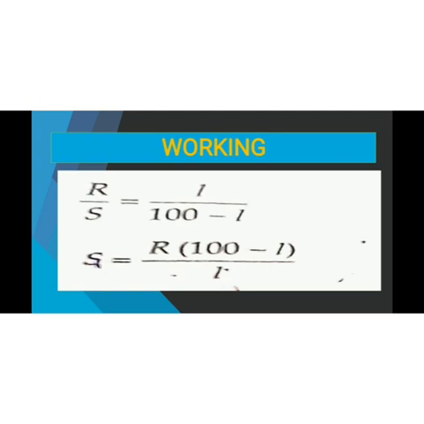R we take from the resistance box. L we have to calculate from the balance point. If we know these two values, we can calculate the unknown resistance S.